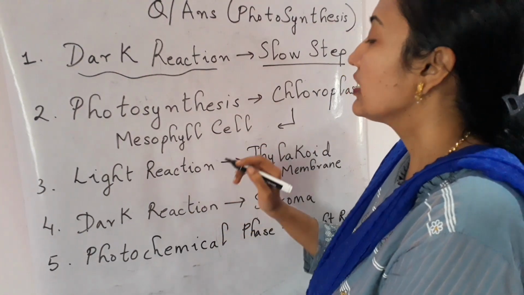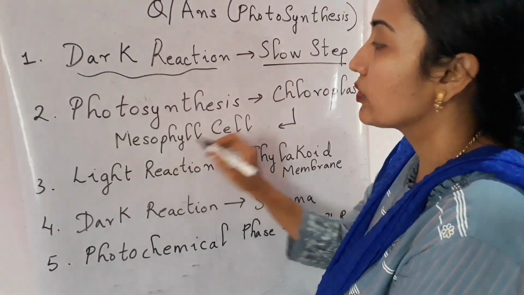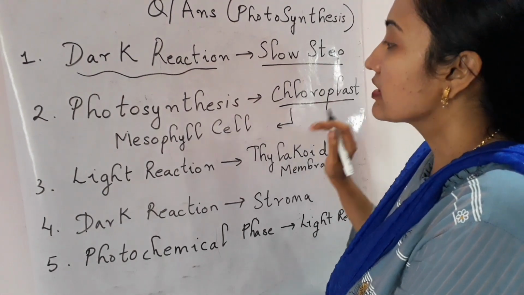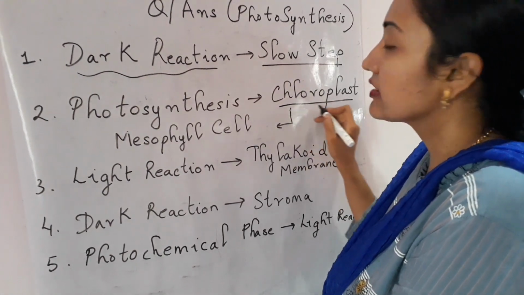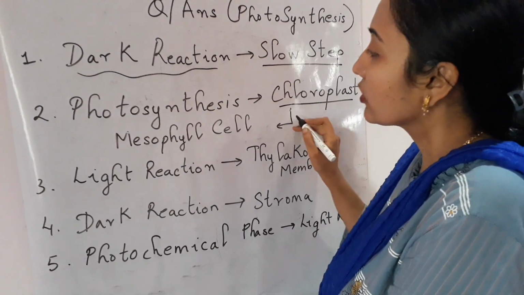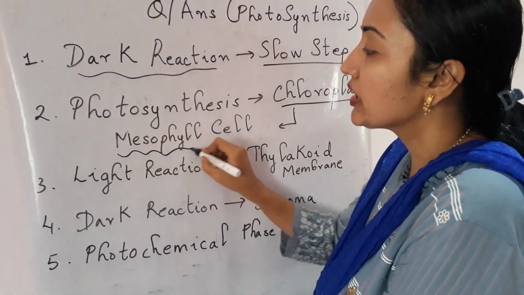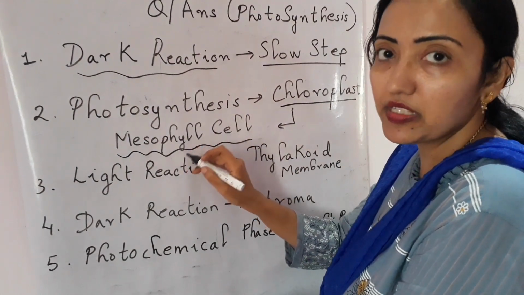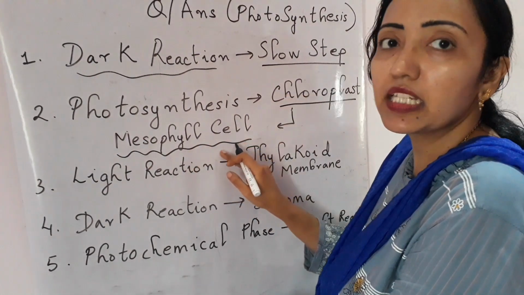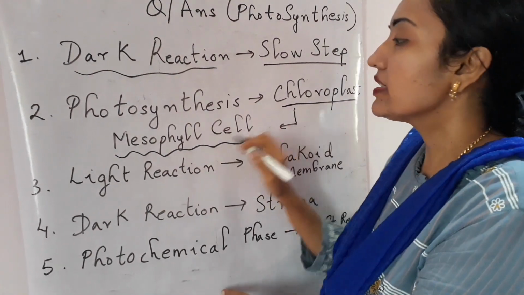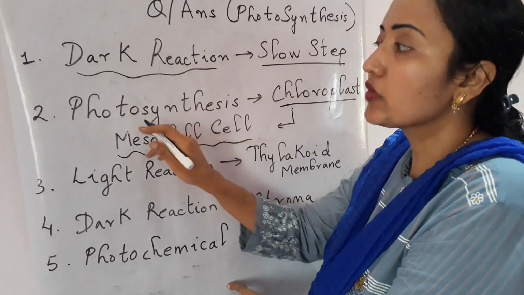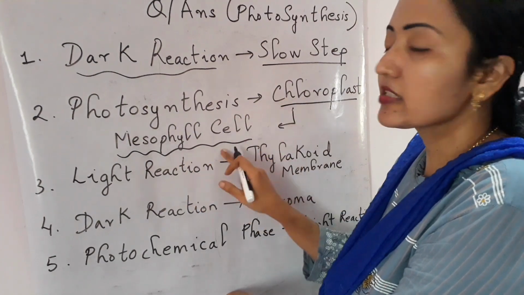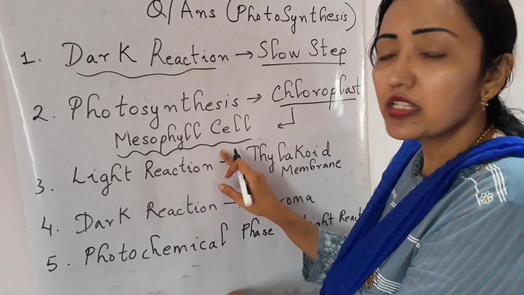Now, photosynthesis takes place where? Photosynthesis takes place in the chloroplast of the cell, and chloroplast is present in the mesophyll cell. So photosynthesis takes place in the mesophyll cell, and chloroplast is present inside the mesophyll cell.